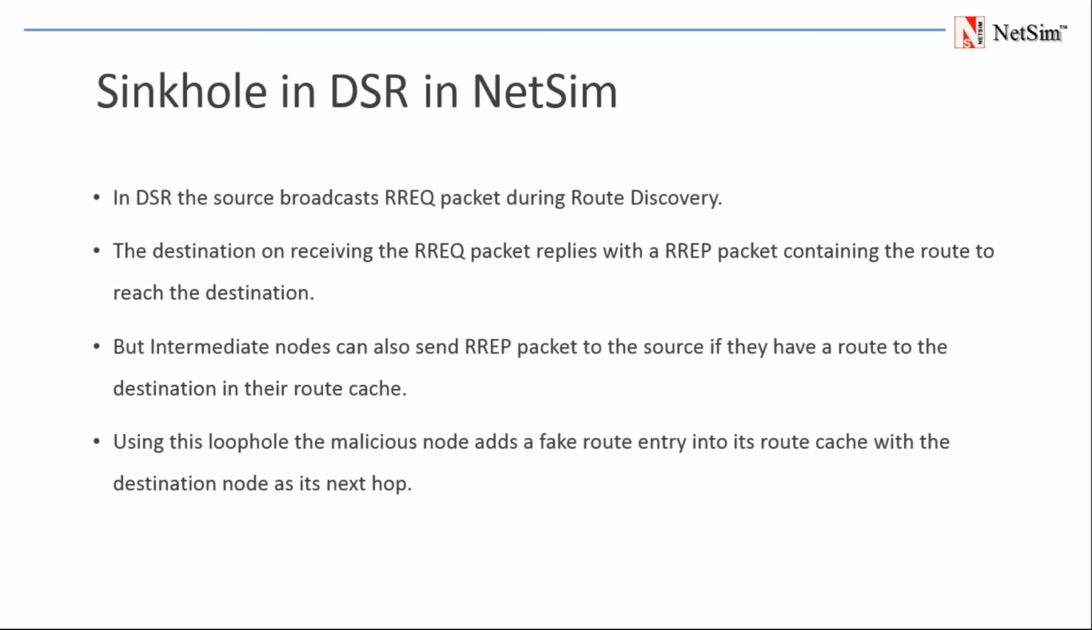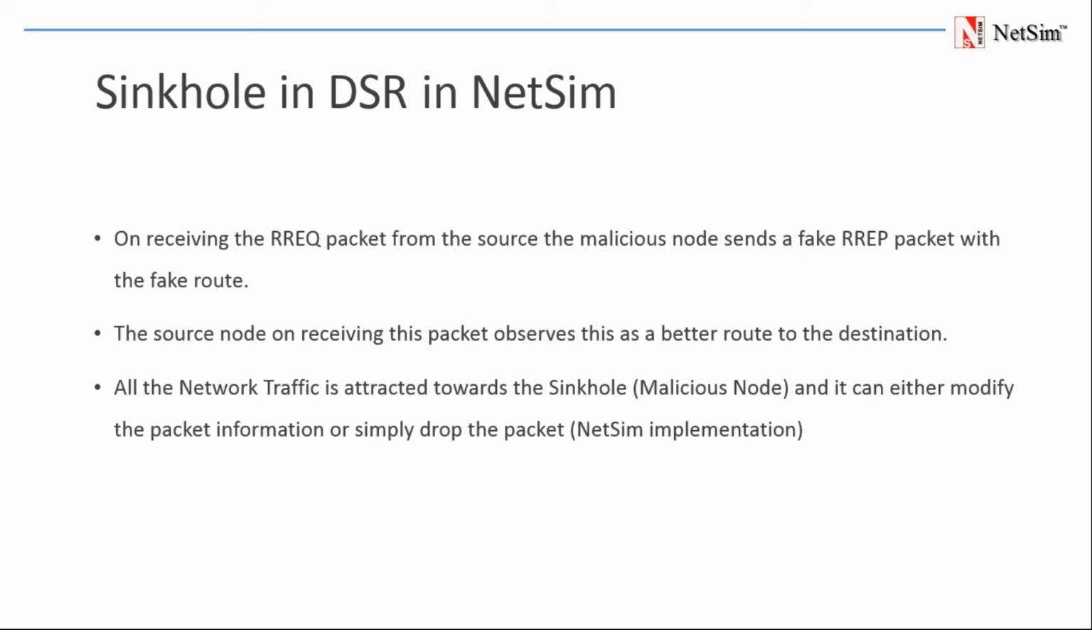So it mainly affects the performance of the DSR protocol. In DSR, the source sends a route request or RREQ packet before sending the whole traffic. On receiving this route request, the destination sends the route reply to the source with the route information, and then the traffic is sent. But it is possible to send a route reply by some other intermediate nodes if they have the route information. So the malicious node takes this benefit and sends a route reply to create a non-existing or fake route.